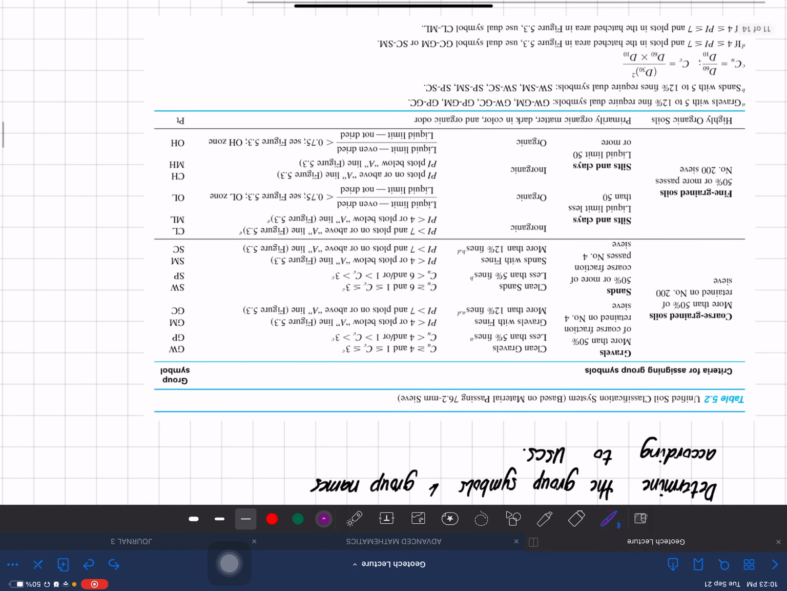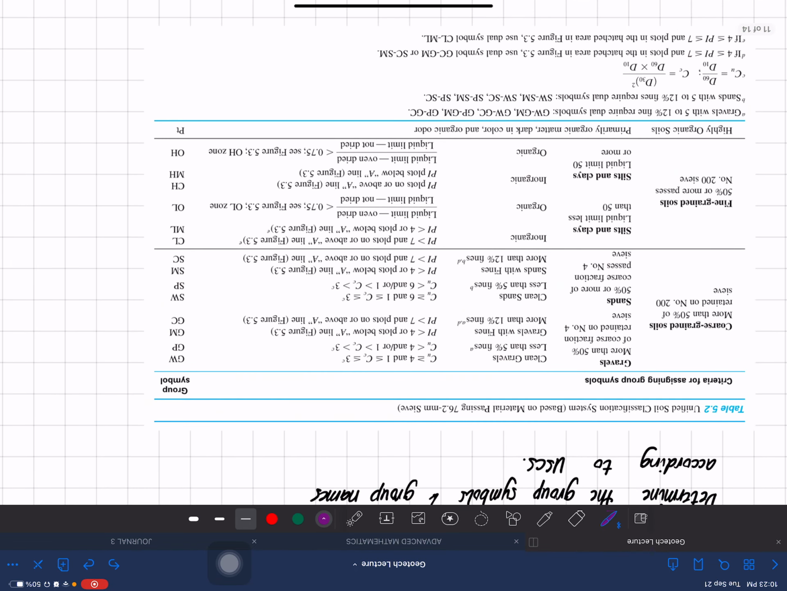8% na kasi siya. So, dun sa table, kapag less than 50% ang nag-pass sa number 200 sieve, it means what? Okay? It means it is already under coarse grain soils. So, dito siya magfo-fall. Ayan. Coarse grain. Kasi less than 50 ang nag-pass sa number 200 sieve. Okay? Next.